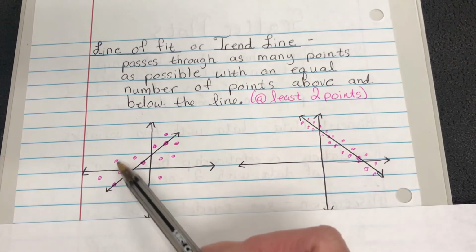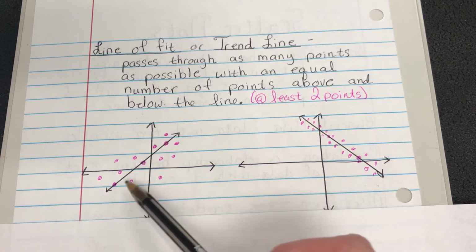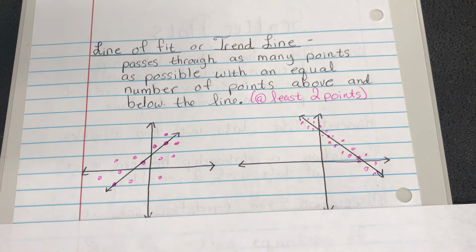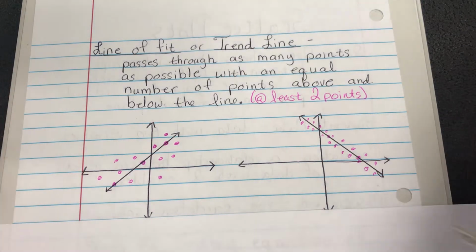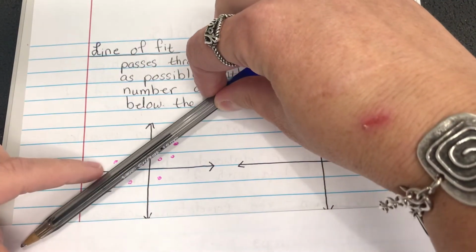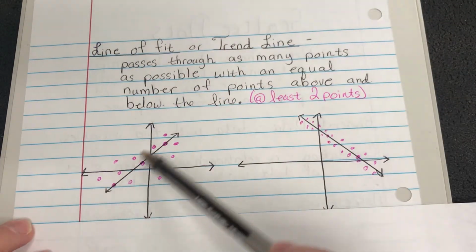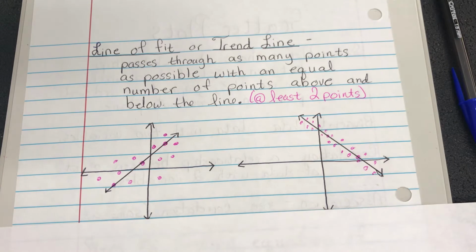Now I have 1, 2, 3, 4, 5, 6 data on the top. 1, 2, 3, 4, 5. That is pretty close, okay? You're not always going to have 5 and 5, 4 and 4, 7 and 7, okay? But you want to have close to the same number. You don't want to put your line up here where you have 2 on top and everything else is on the bottom. That is not the center. So the line of best fit is going to be the center of your data. Okay, and I have another example right there.